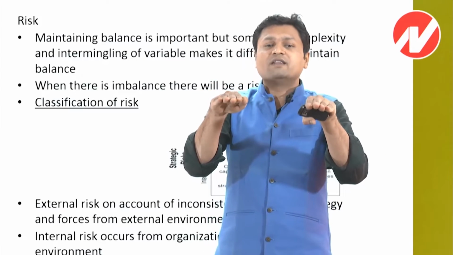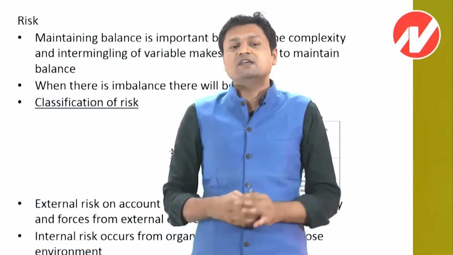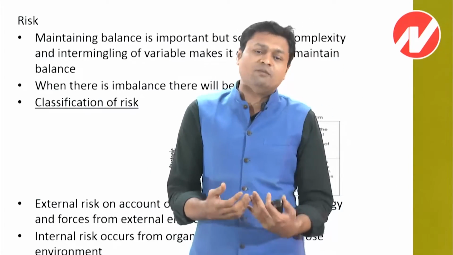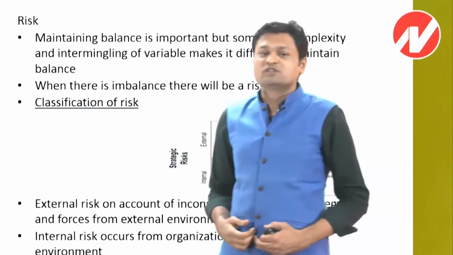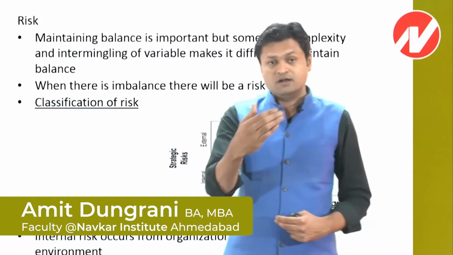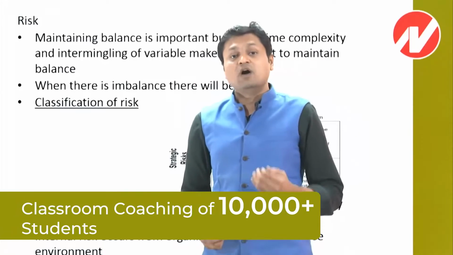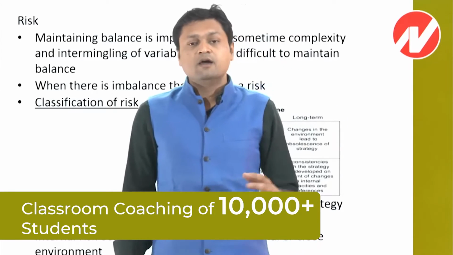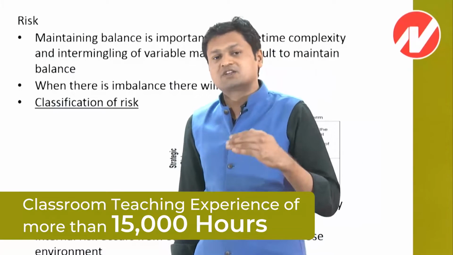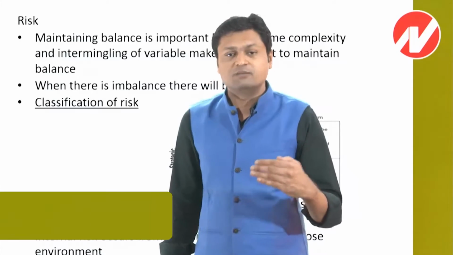When there is an imbalance, when there is a change in one, internal may change, या तो change in another, external may change. So when there is a change in the external environment, and if there is an inconsistency between forces from the external environment and the resources and activities of the organization, then it is known as what? The external risk. External risk, because it is because of the external environmental factor, and internal risk is going to arise from the internal environmental factor. Political, economical, ecological, technological, these are the various factors from the external environment. Competition, industry, market situation, these are also factors from the external environment.